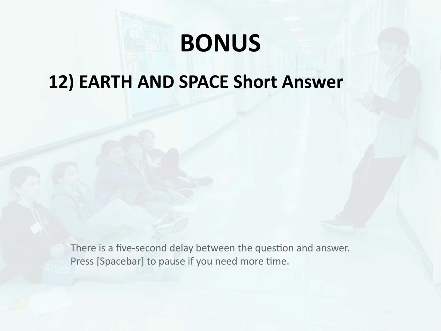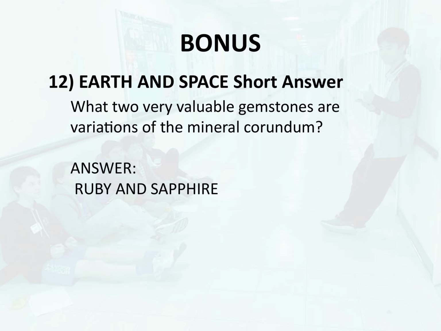Bonus 12. Earth and space. Short answer. What two very valuable gemstones are variations of the mineral corundum? Answer. Ruby and sapphire.